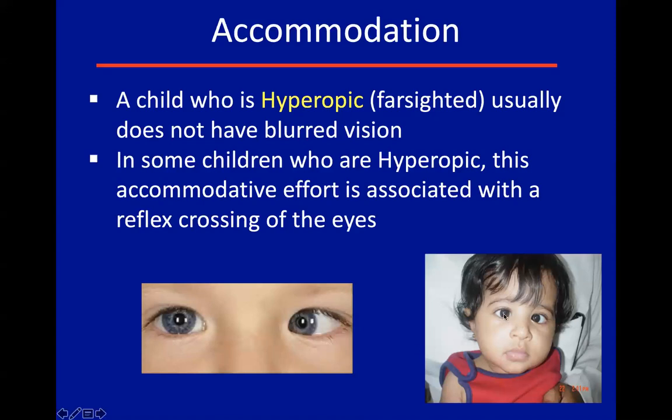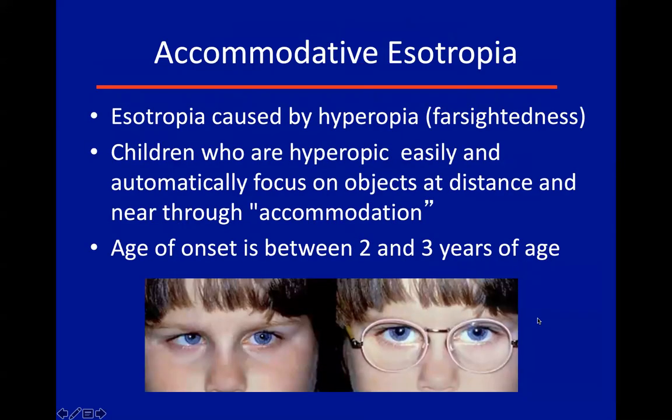And here we see this patient straight. She's trying to look near, and unfortunately, her eye crosses in. So this is what we refer to as accommodative esotropia. I will not ask you about it in the exam, but the reason I bring it up is because I want you to understand accommodation and accommodative esotropia. So it's caused by hyperopia.